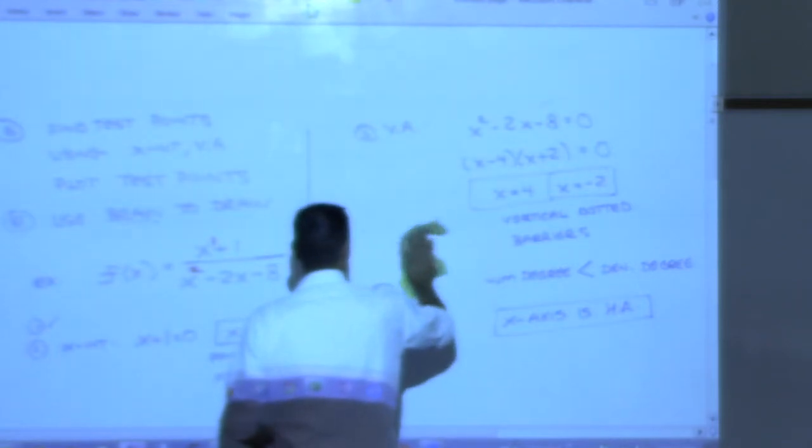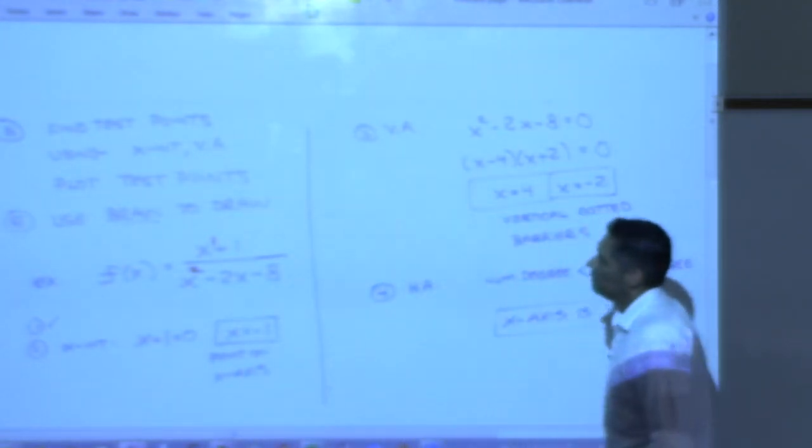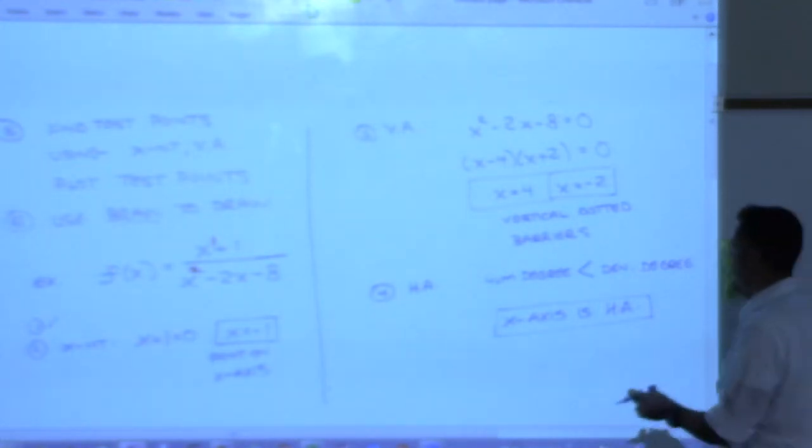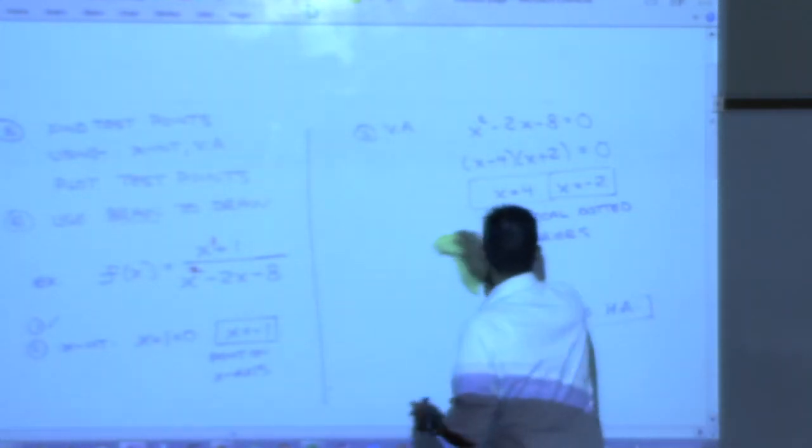Okay, what's the 5th step? Find test points using the x-intercepts and vertical asymptotes, plot the test points. Let me try and motivate why we're doing the next step, step 5. I'm going to have to erase all this.